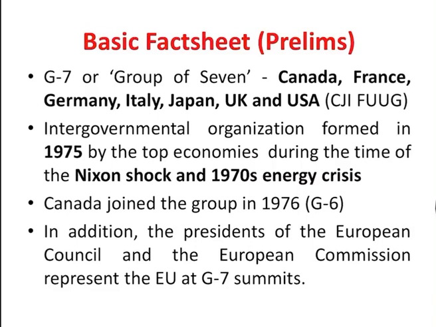Now Canada is a part of G7, but Canada joined in 1976, and before 1976 it was G6. In 1976, with the involvement of Canada, it became G7. Apart from the 7 members, the European Union is also represented in G7, but the European Union is not a member. The European Union is represented by the European Council and the European Commission in all the G7 summits.